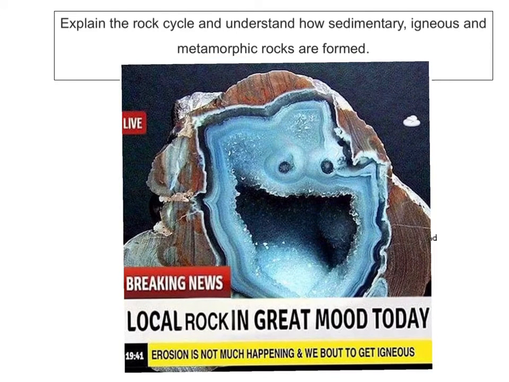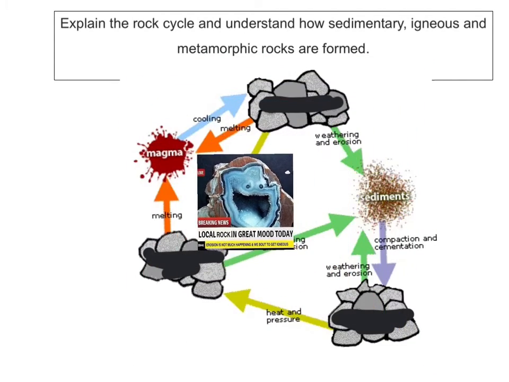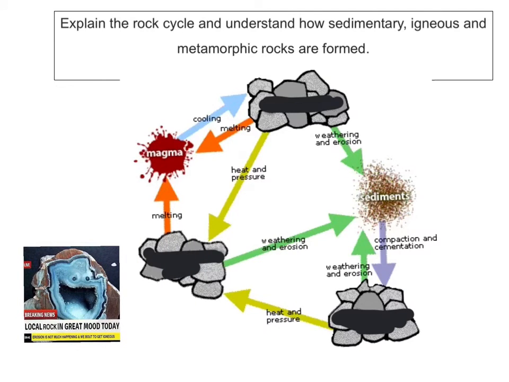So in our last video, we looked at the rock cycle and we learned about how the different types of rocks, our three different types of rocks, were actually formed. So before we learn anything new, I want to have a bit of a review of that. So here is a little diagram showing our rock cycle. However, the actual types of rocks have been left off it.